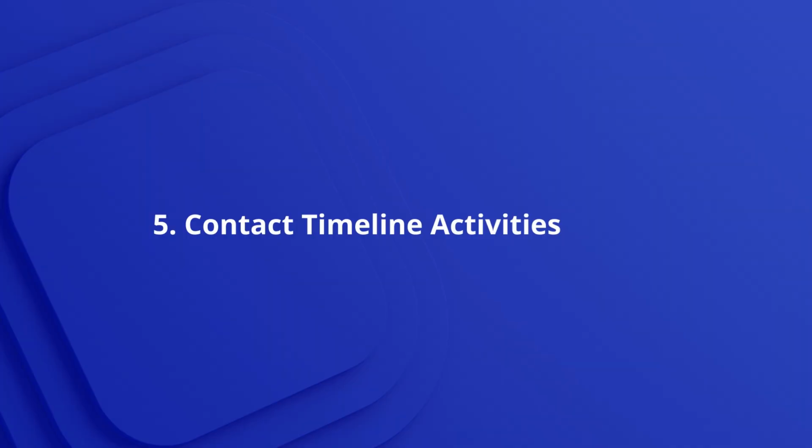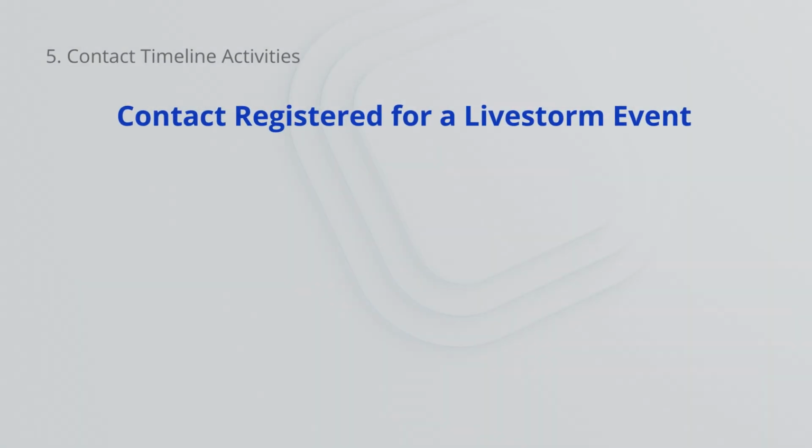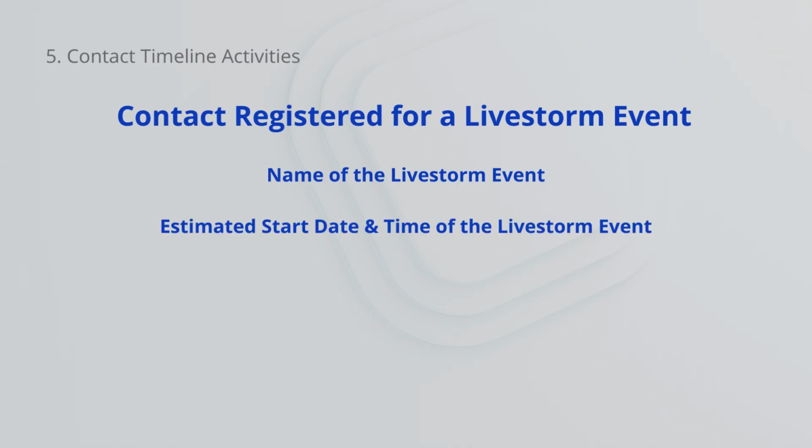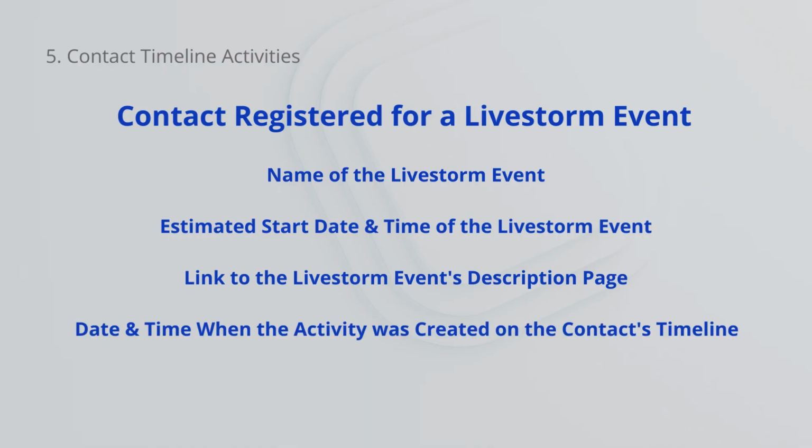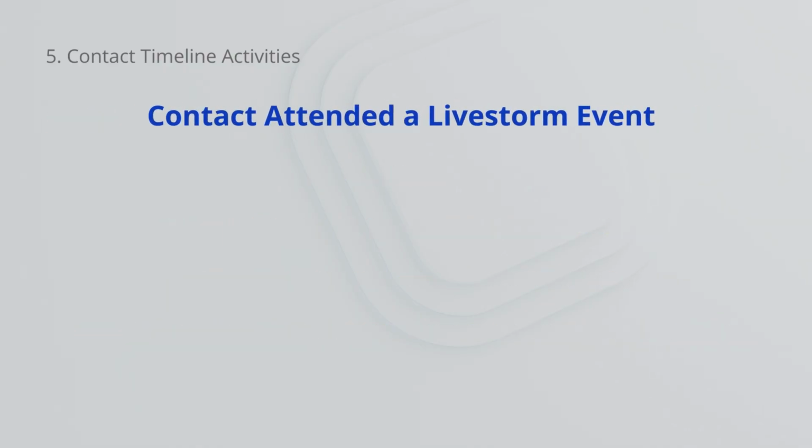The Livestorm and HubSpot connector creates the following activities on the contact object's timeline in HubSpot. Contact registered for a Livestorm event, including the name of the Livestorm event, the estimated start date and time of the Livestorm event, the link to the Livestorm event's description page, the date and time when the activity was created on the contact's timeline.